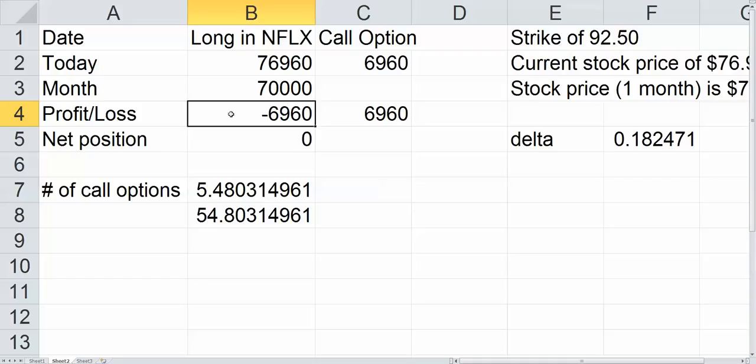So you can see in theory it is possible to perfectly hedge your position, but it's not necessarily that easy. I knew with certainty what my delta would be, but delta is not actually known with absolute certainty.